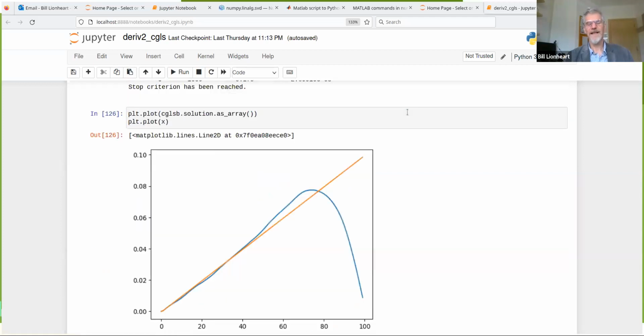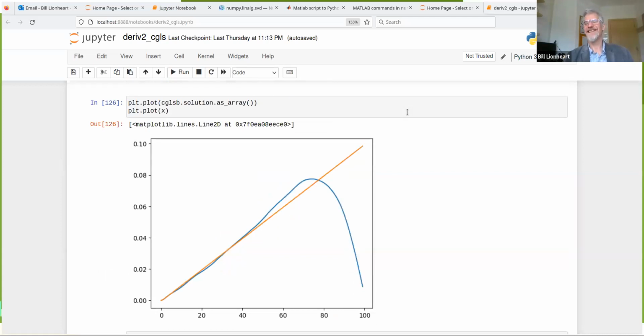Okay, so that's a very quick NumPy version of the Deriv2 example from Reg Tools, and how to use block CGLS to solve the Tikhonov problem using the CIL library. And the point about CGLS is that it will work for very large sparse matrices where you don't store the whole matrix, but you calculate the matrix times a vector and the adjoint of the matrix times a vector on the fly as you go.